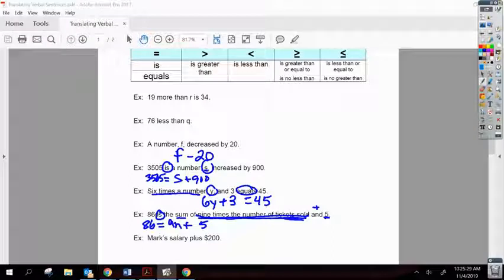Last example, I don't see the word is, so it's probably just an expression. Mark's salary plus 200. Super easy example, but we want to talk about it because, once again, they did not give us a definition for the variable, so we can choose. I'm going to do M for Mark's salary plus 200.